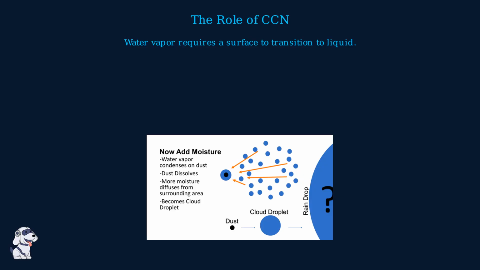Water vapor molecules cannot condense into liquid droplets on their own. They need a surface, known as a cloud condensation nucleus, or CCN. Common CCNs include dust, sea salt, and smoke particles.